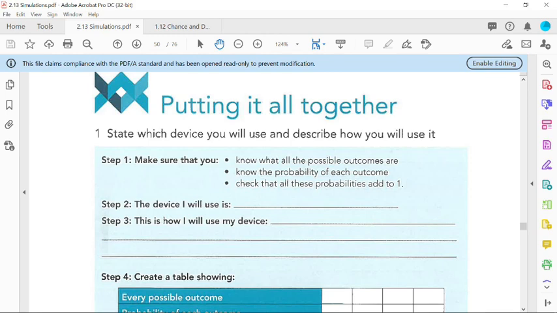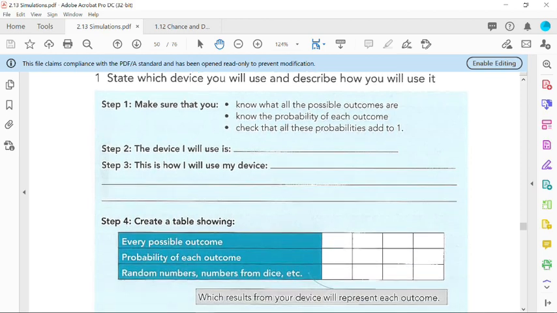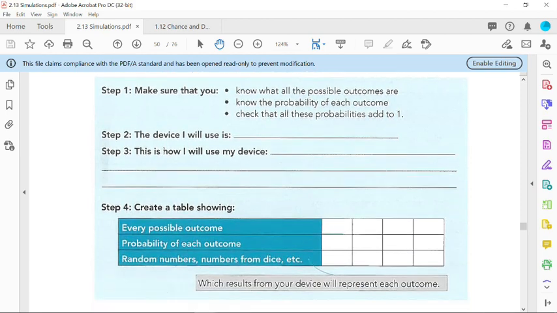First, remember that you must state which device you're going to use and how you're going to use it. So make sure that you know what all the possible outcomes are. This is not part of the template. This is just your background. Like in SNAP, you'd have letter S, letter N, letter A, letter P. That's what outcomes mean. You need to know the probability of each outcome, and you need to make sure to check that they add to 1. If they don't, then you have a problem, okay?